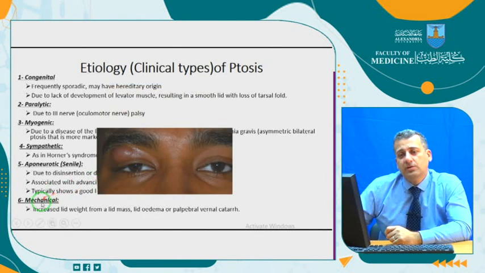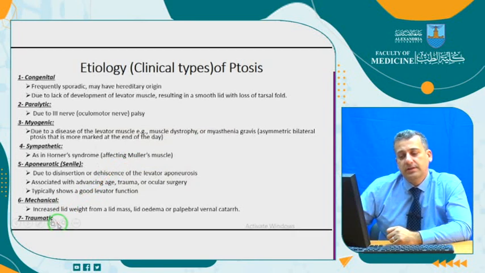We have also mechanical ptosis. Heaviness of the lid can cause ptosis. As you can see, there is a swelling in the upper eyelid here, causing heaviness, and this will cause mechanical ptosis. And last but not least, also the traumatic ptosis.